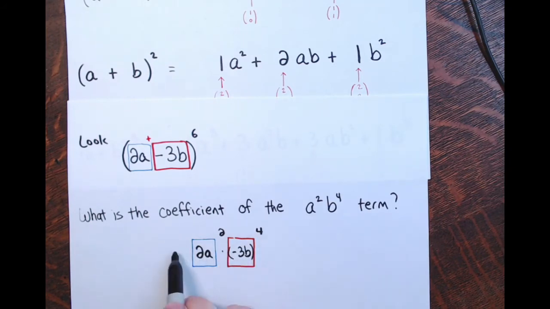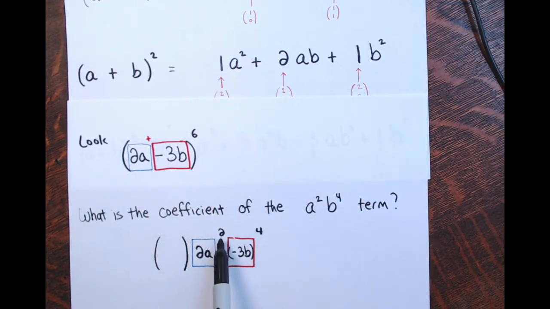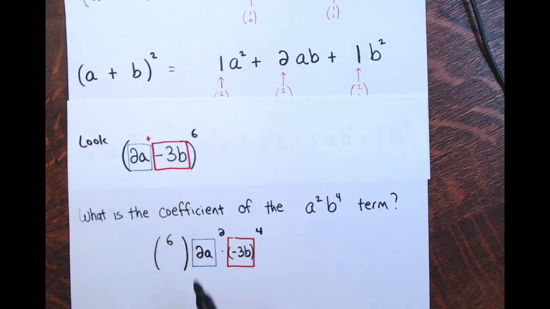And then what would be the coefficient in front? What would be the combination number? Because remember, I'm forming a string of length 6. Right, that's the power. And I choose 2 of them to be the blue box or 4 of them to be the red box. So the coefficient here is 6 choose 2 or 6 choose 4.